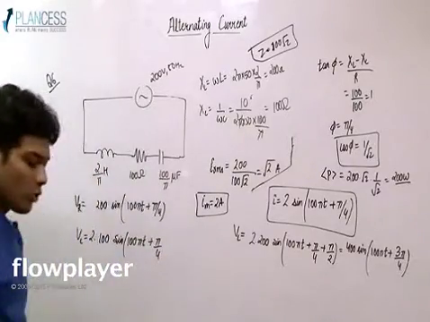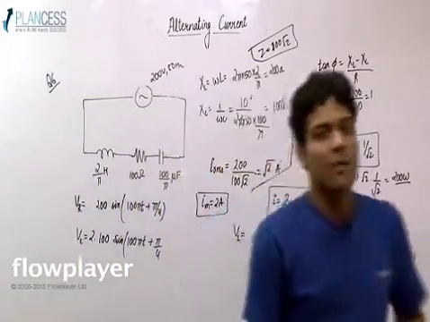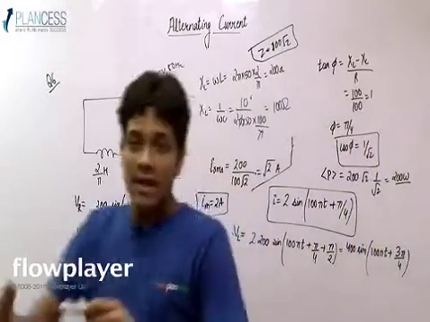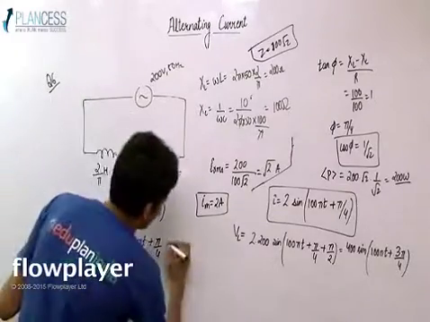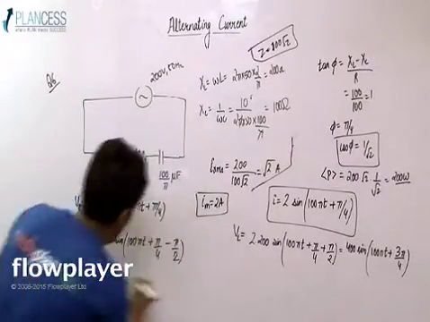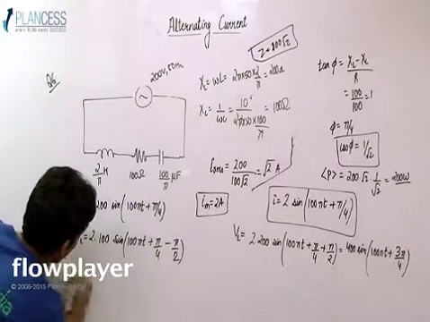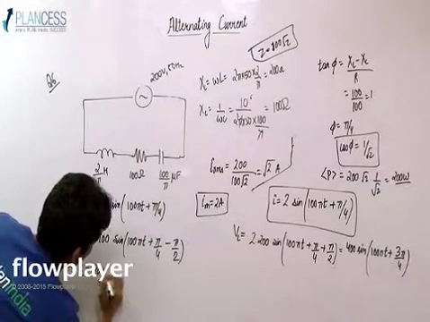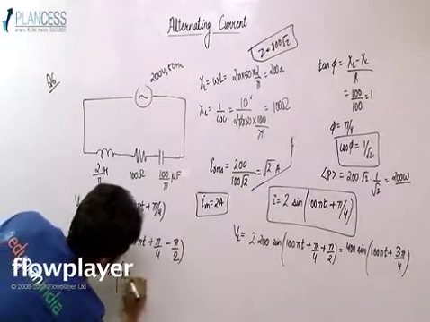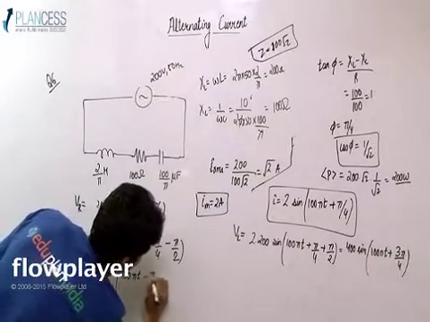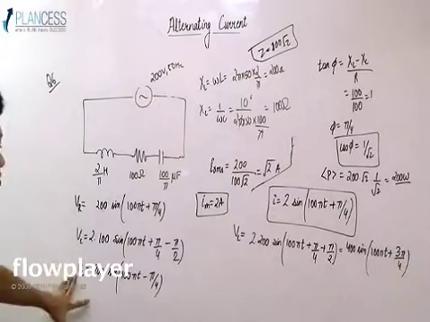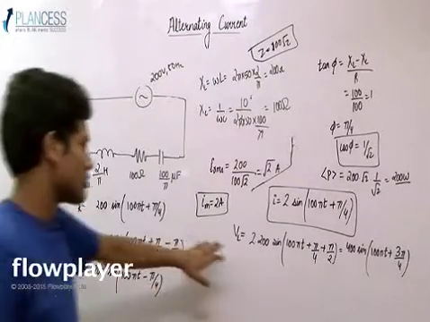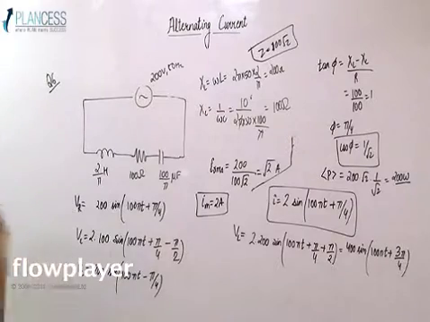Now, we know that in a capacitor, current leads the voltage by π/2. That means the potential lags behind the current by π/2. So this can be written as 2 into 100 sin(100πt + π/4 - π/2). Thus VC can be written as 200 sin(100πt - π/4). So this is the instantaneous voltage across the capacitance, this is the instantaneous voltage across the resistance, and this is the instantaneous voltage across L.